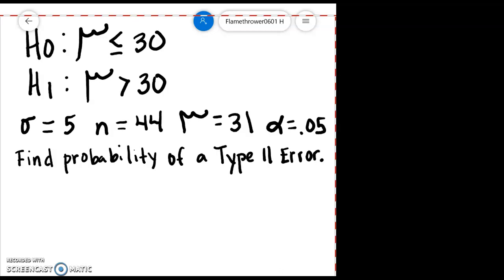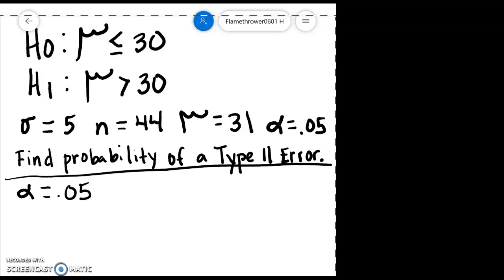Okay, in this problem, we're going to find the probability of a type 2 error given the following information listed at the top. So the first thing that we need to do is identify the level of significance. And as you can see from our given information, the level of significance is 0.05.